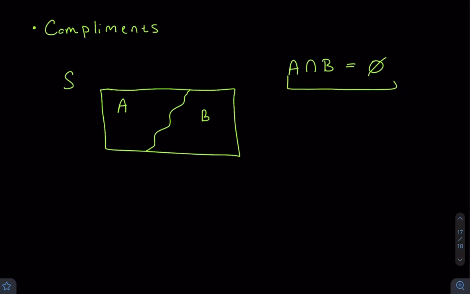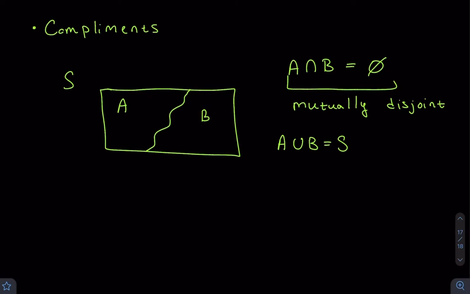And when this happens, we call these two sets mutually disjoint, because their intersection contains no elements. And when this is the case, then A union B, if they're the only two sets within set S, the universal set, will give us the entire set S.